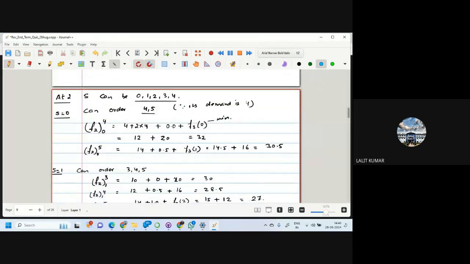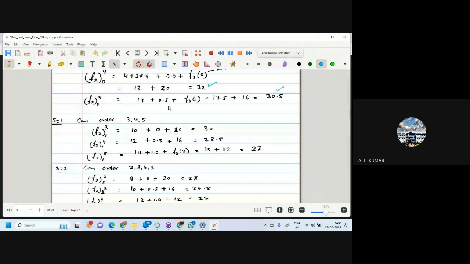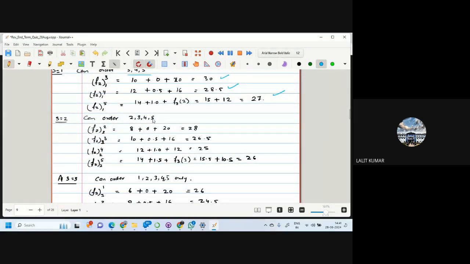Now again at time step 2, his state can be the same 0, 1, 2, 3, 4, and his demand is 4 in period 2. So how much can he order? For example, at 0, he can order either 4 or 5. He cannot order more than 5. He has to meet his demand, so at minimum he has to order 4. So F20 for 4 is 32 and this is 30.5. At S1 he can order 3, 4, 5, so you find the values for that. At 2 he can order 2, 3, 4, 5. So these are the values.